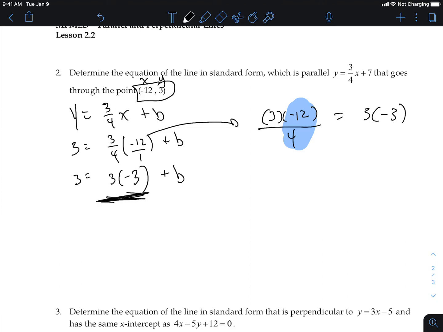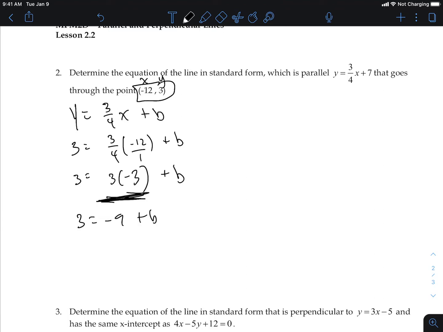Tricks. Okay? You want to avoid typing in your calculator as much as you can. It's just slow. It's inconvenient. And sometimes you type things into your calculator wrong when you can do mental math like this, right? You just got to manipulate what you see. Is that okay? That's where that came from. So I'm going to get 3 equals -9 plus b. 3 plus 9 equals b. So b equals 12.